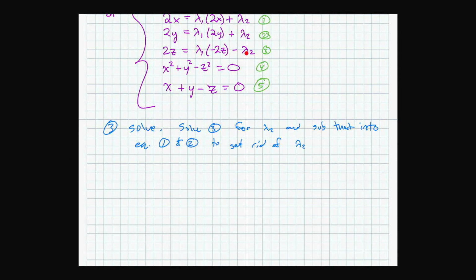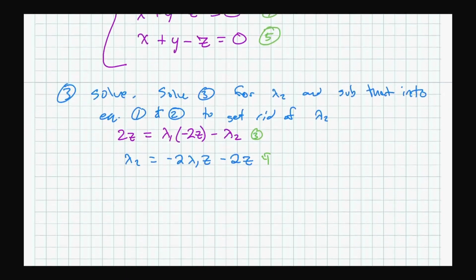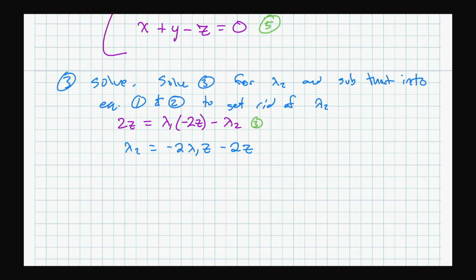So the way you would do that is you'd move lambda 2 over. Actually, let me just copy this. All right, so solve for lambda 2. So you put the lambda 2 on the left, and then on the right, you're going to have negative 2 lambda 1 z from right here, and then I'm going to move the 2z over. So I did it. Now I'm going to take that result there, which I better call, I guess, 4. No, wait, we're already up to 5. So 6, equation 6. Substitute that into equations 1 and 2.